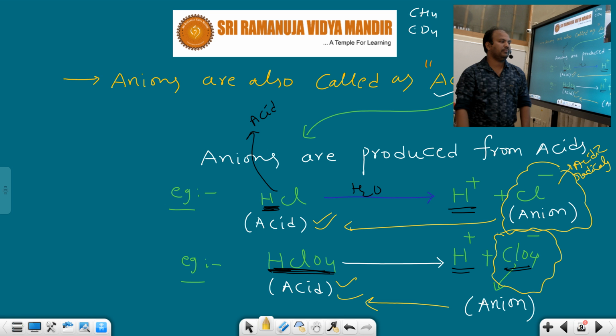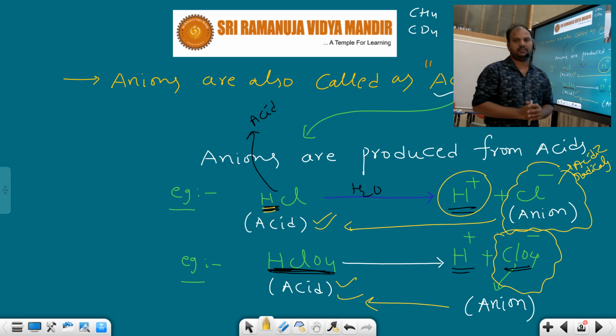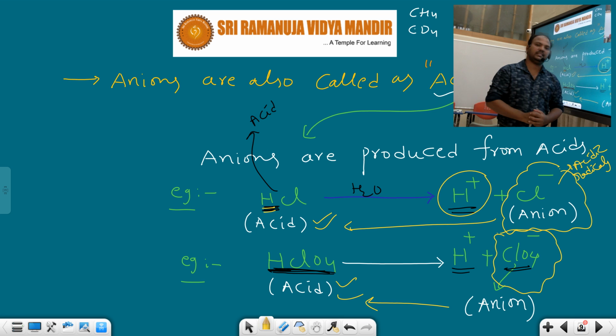Whenever OH minus ions are released in water, that is a base. Acids, whenever dissolved in water, release H plus ions. Bases, whenever dissolved in water, release OH minus ions. This is an acid because it releases H plus ions in water. That's why this is an acid.